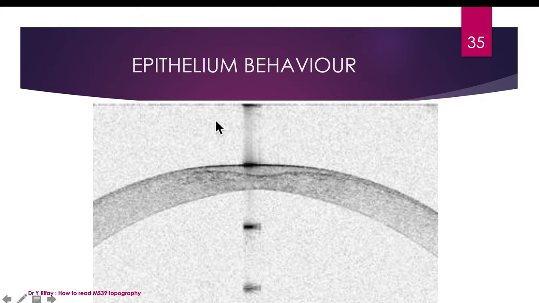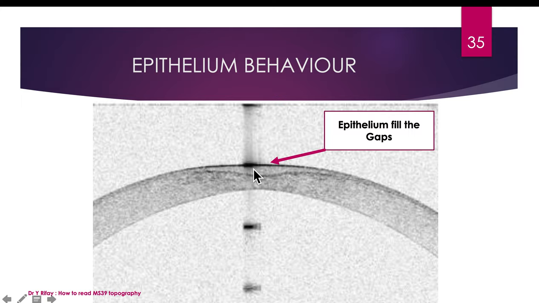This is a case where you can see the filling effect of the epithelium. This is a huge filling effect, and it will give a regular topography, but the real topography of the stroma is all different. And because of this filling effect, we will have a false topography. So the topography here does not reflect the reality of the stroma, and we need this OCT scan to see this. And it explains also the behavior of the epithelium.